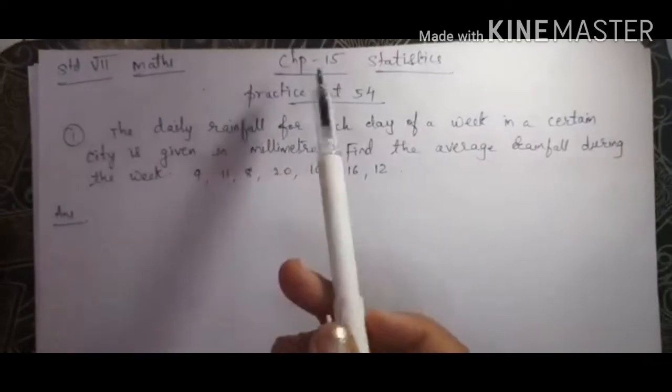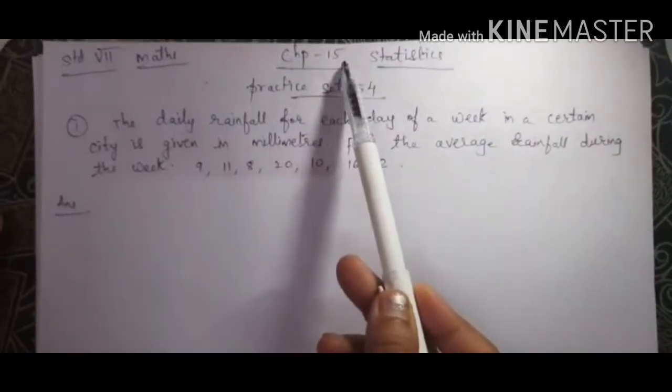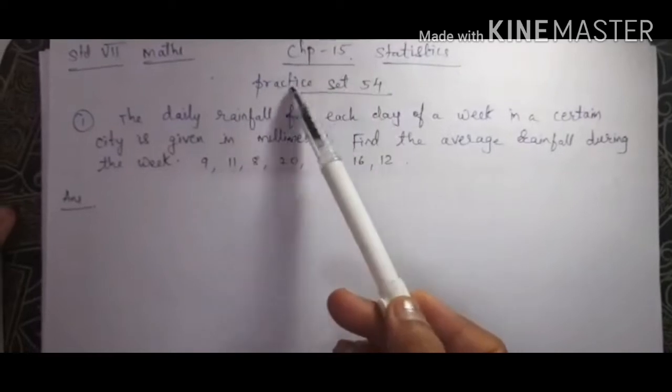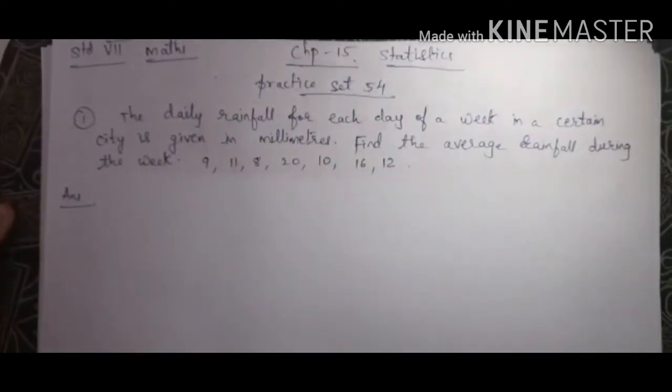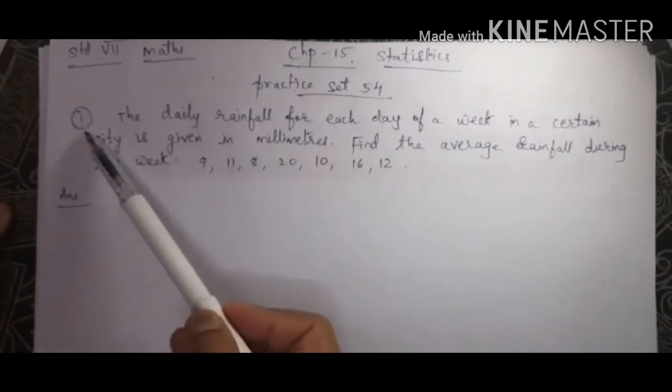Welcome students, today we are going to start with our new chapter number 15, that is statistics, practice set 54. Practice set 54 is based on the formula of average. So this is your first question.